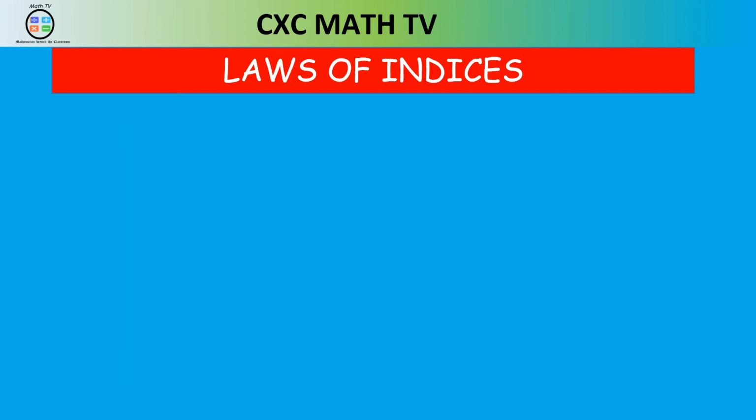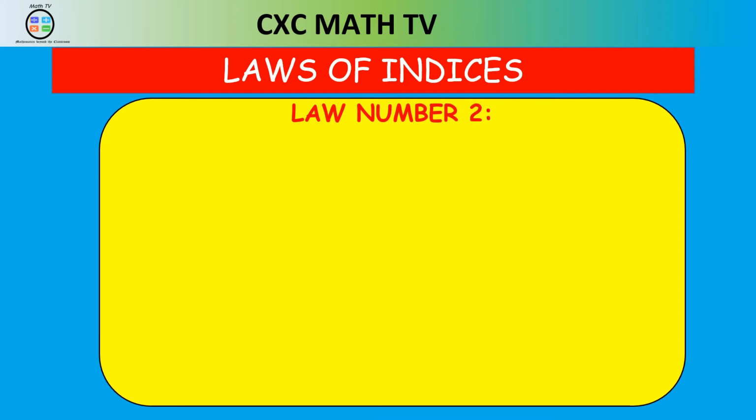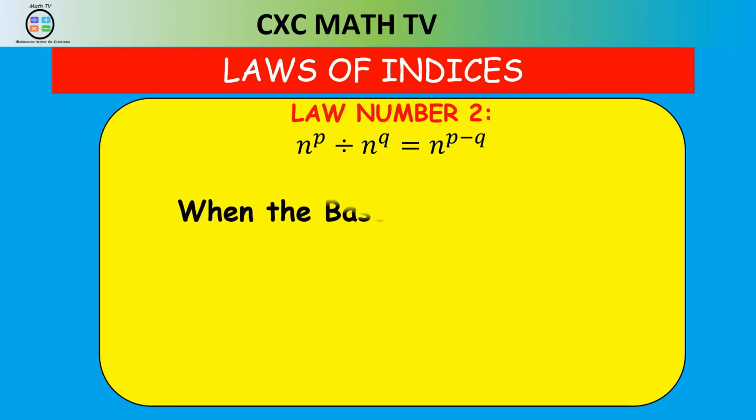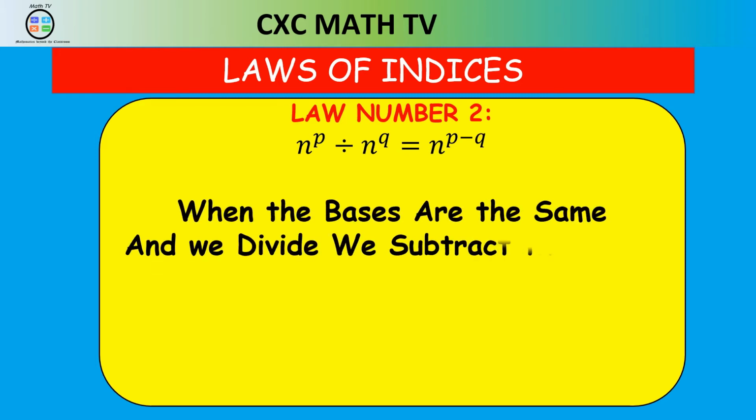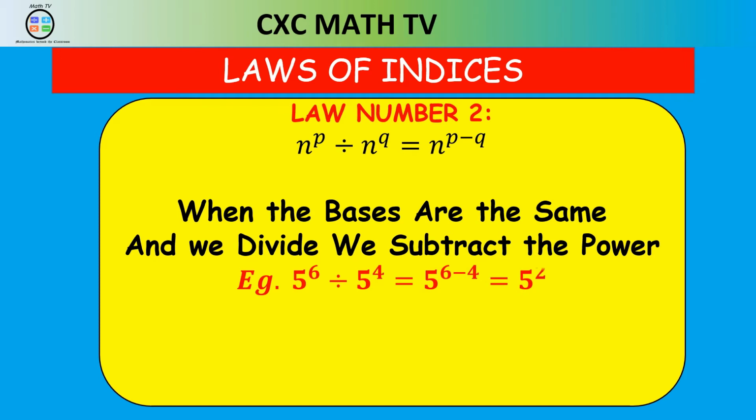Law number 2 tells us that n to the p divided by n to the q is n to the p minus q. In other words, when the bases are the same and we divide, we subtract the powers. For example, 5 to the 6 divided by 5 to the 4 would be 5 to the 6 minus 4, which is 5 squared.